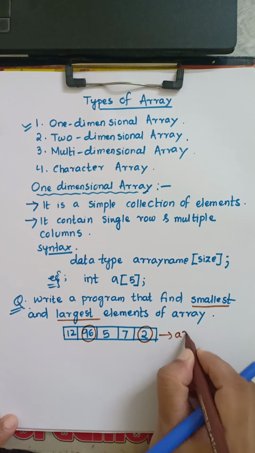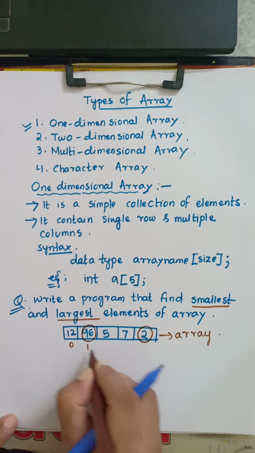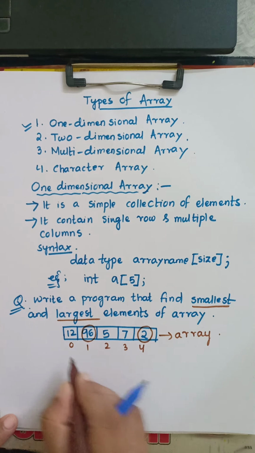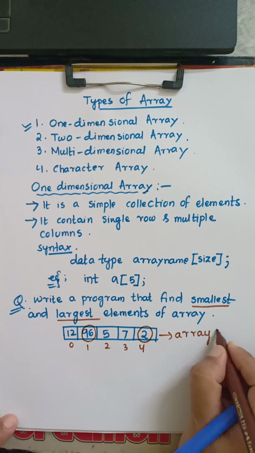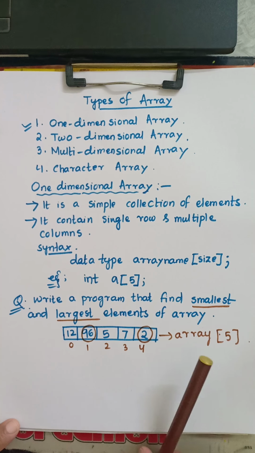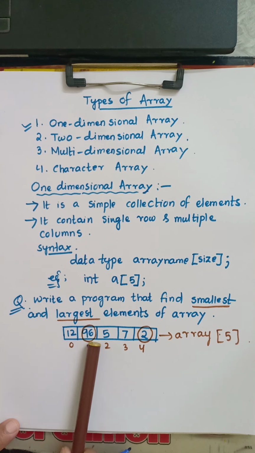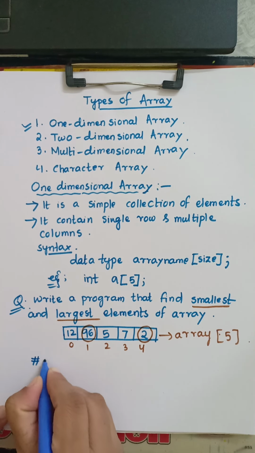This one is array, and what is the size of this array? 0, 1, 2, 3, 4. 4 means 1, 2, 3, 4, 5. So the size of the array is 5 here. So now from these 5 elements we have to find out which one is smallest and which one is largest. So for this we now write the program. Okay, so now we start writing the program.